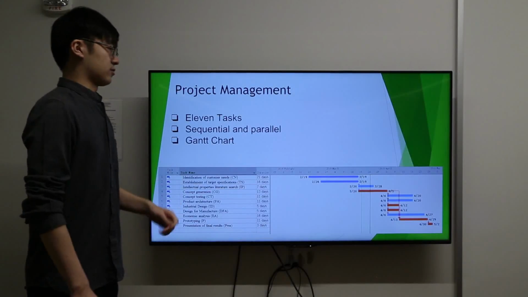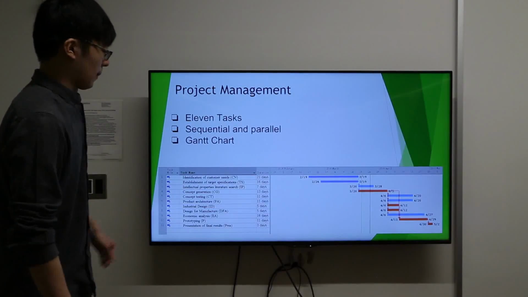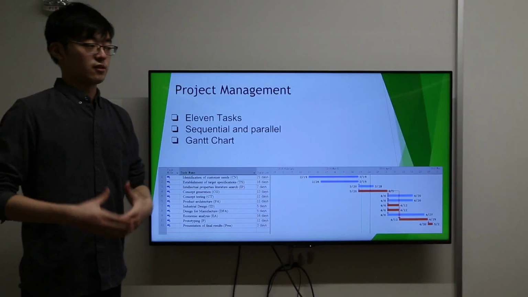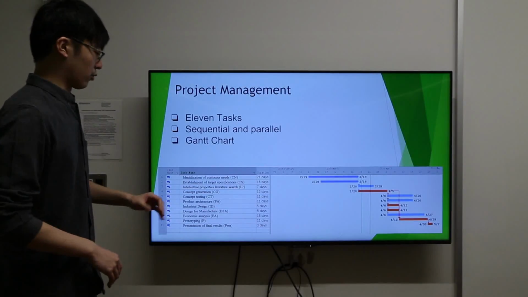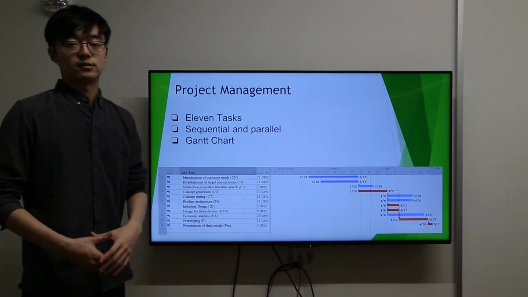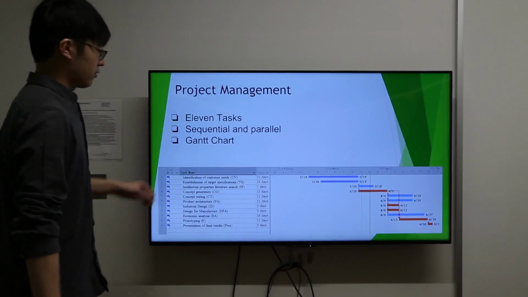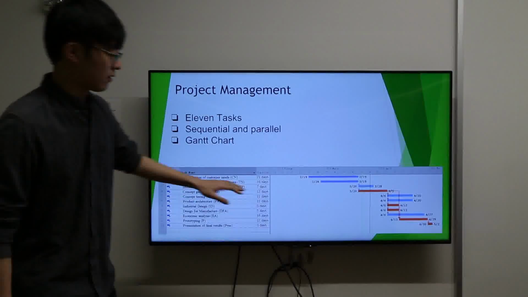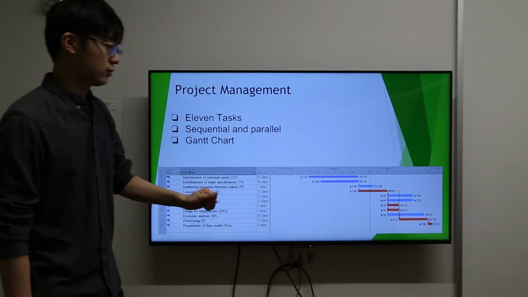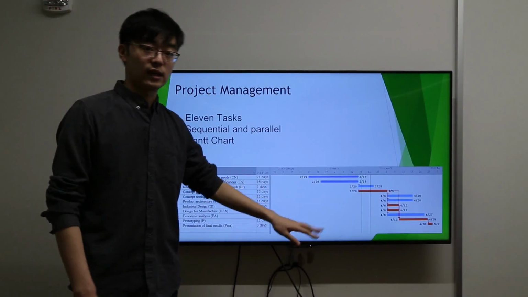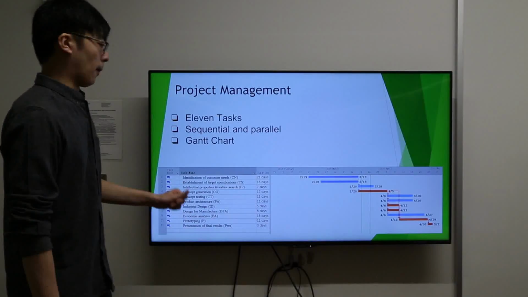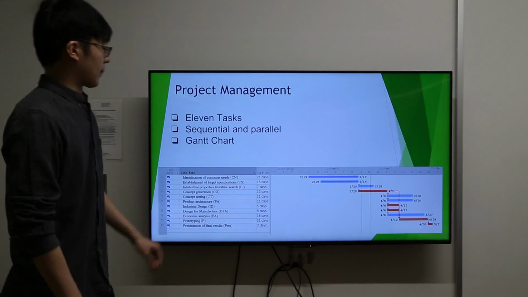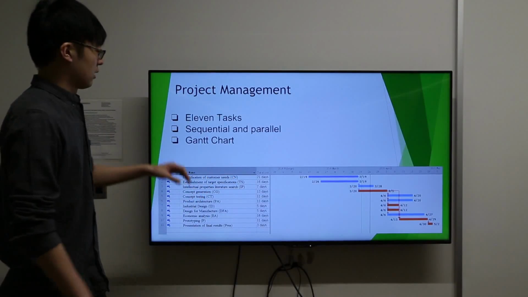The next section is just project management. In this section, the team discussed how to schedule the entire project. So we created a Gantt chart to visualize the entire schedule. As you can see, there are 11 tasks, and the project starts on February 19th and is supposed to finish on May 2nd.